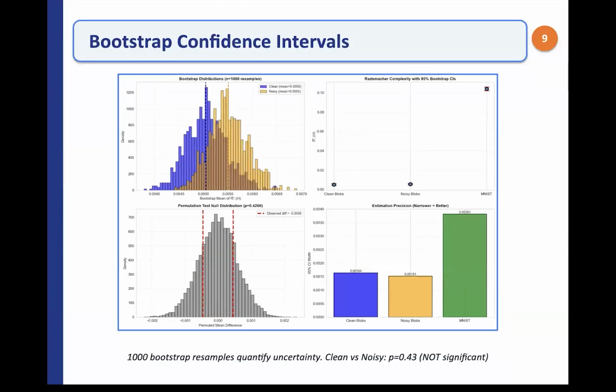This figure shows the bootstrap estimates. On the left, the Rademacher complexity for clean and noisy blobs is almost identical, with overlapping confidence intervals. On the right, the error bars are very narrow, so our estimates are precise. At the top, the permutation test gives a p-value of 0.43, confirming that the small difference we see is not statistically significant.